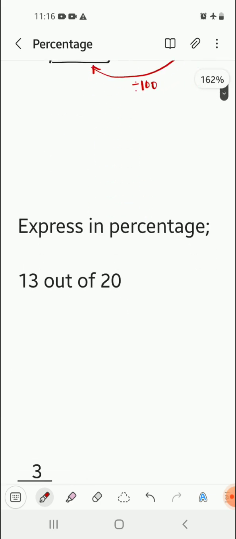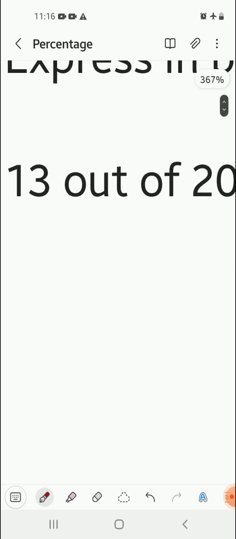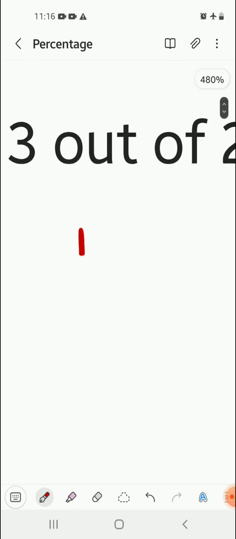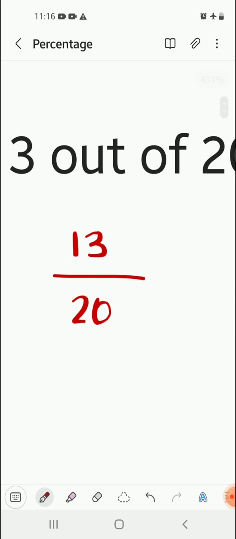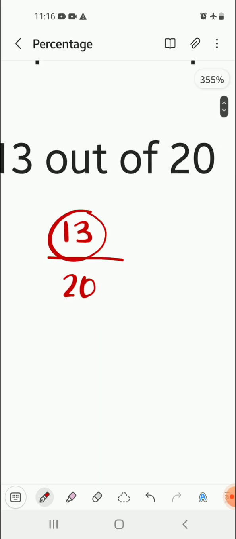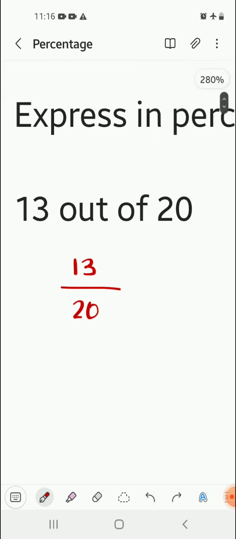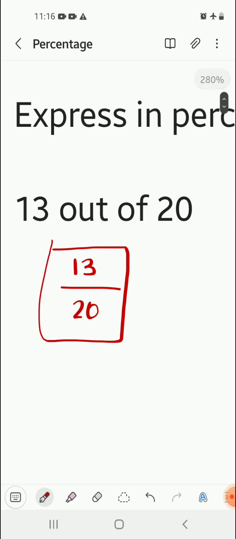So see, it's given: express in percentage 13 out of 20. For example, we got 13 out of 20 in a test or anything. So 13 out of 20. Whatever is the total will be in the denominator, and whatever is achieved will be written in the numerator, that is here. And now we have a number in fraction form.